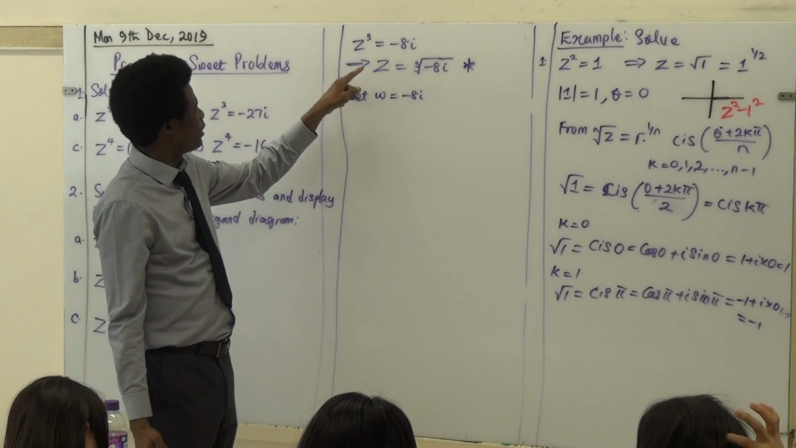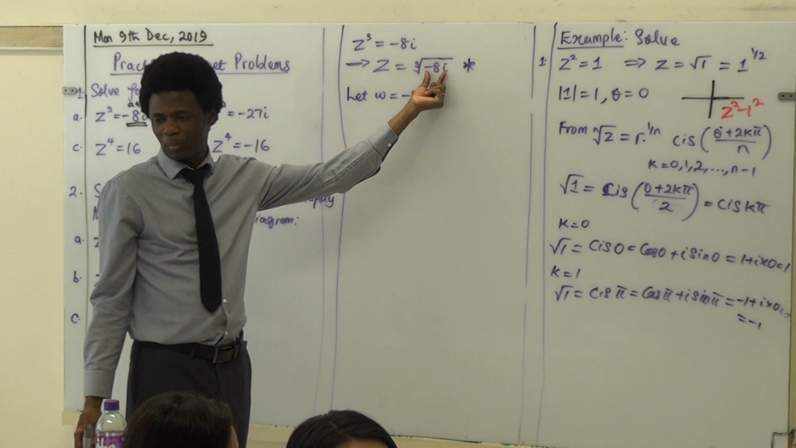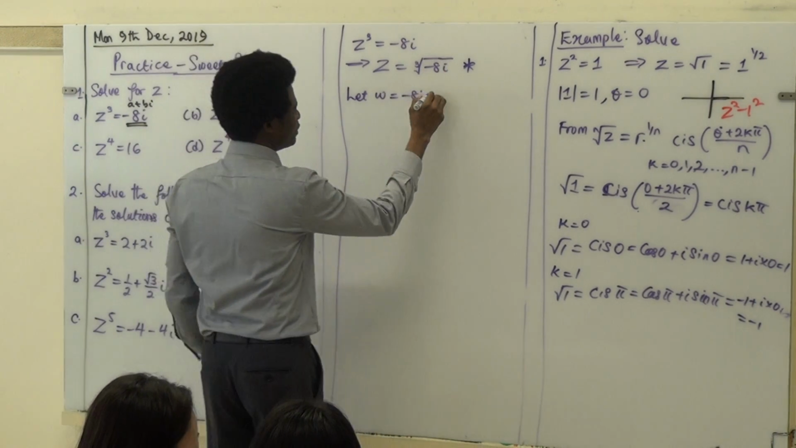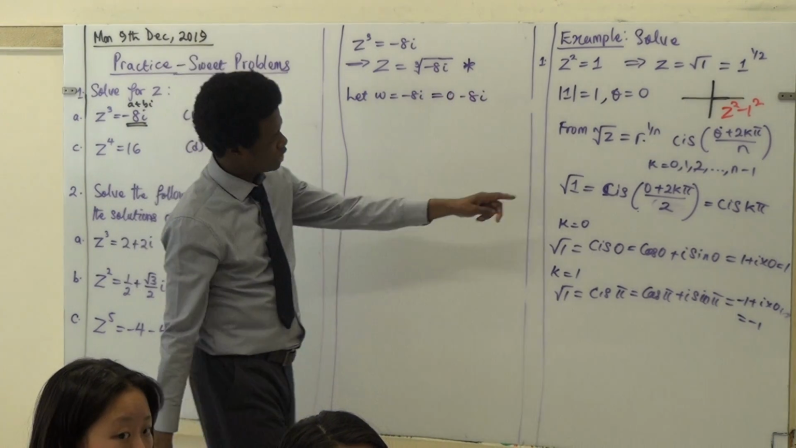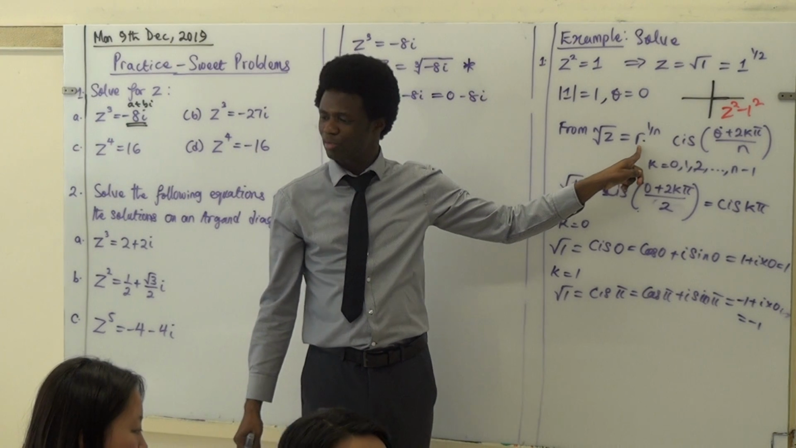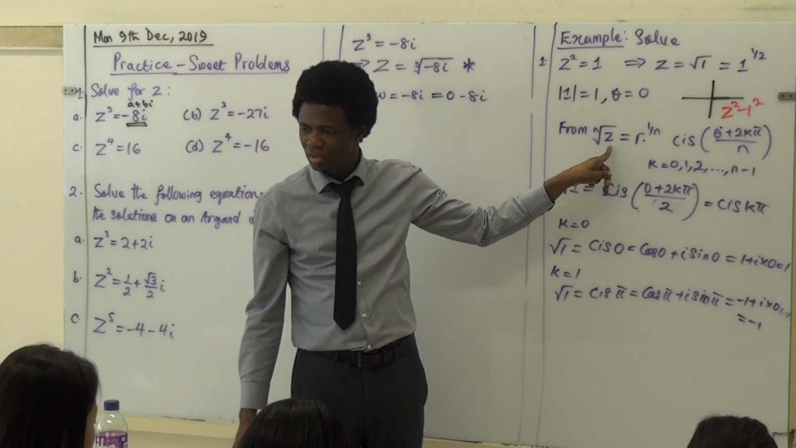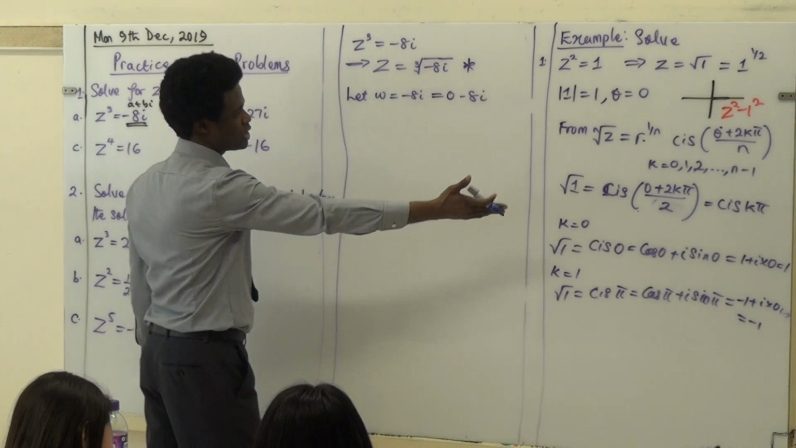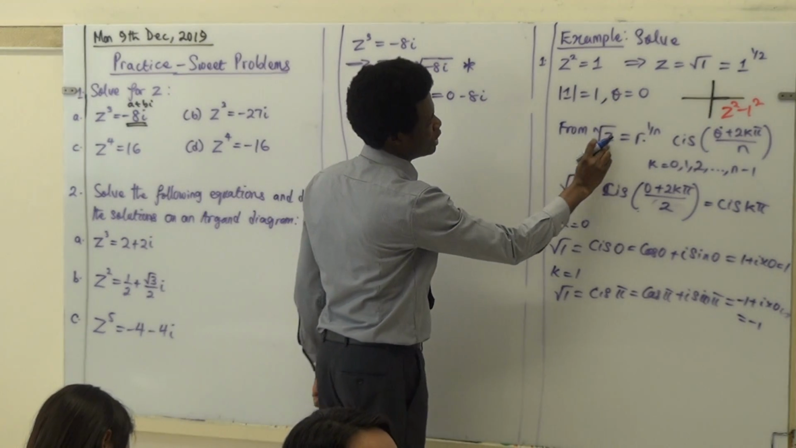Z is a notation for a complex number, but now I'm trying to find the root of the complex number. So this is my W. If this is my W, then this is 0 minus 8i. According to this, I need to find the absolute value of W, the number under the root, not necessarily Z. I think the notation is what confuses you.